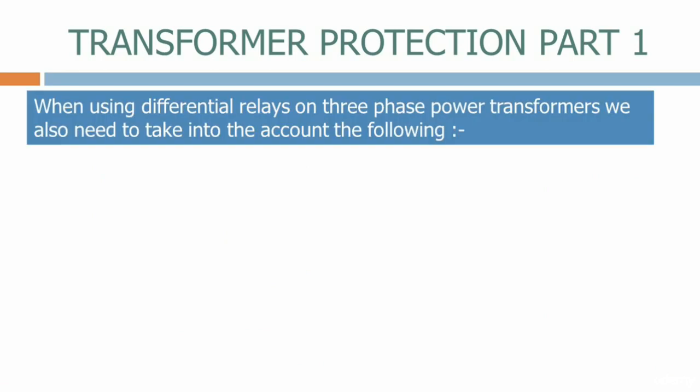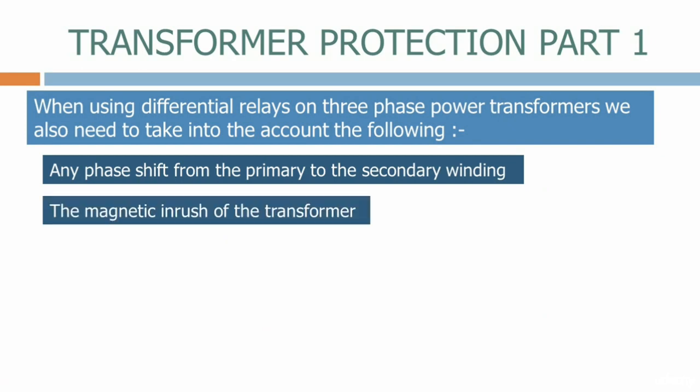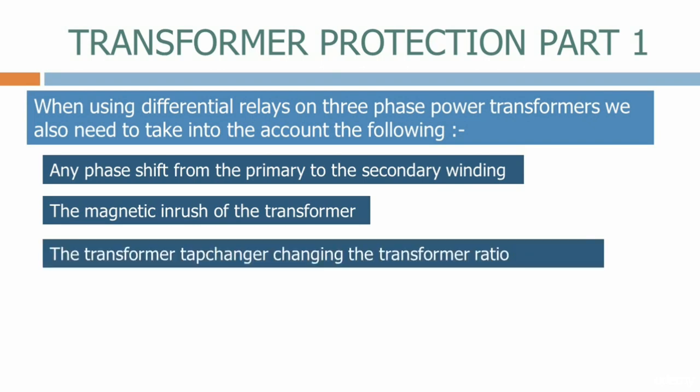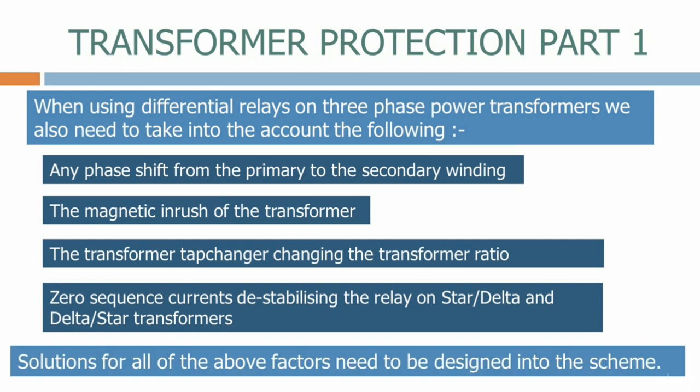When using differential relays on three-phase power transformers, we also need to take into account the following: any phase shift from the primary to the secondary winding, the magnetic inrush of the transformer, the transformer tap changer changing the transformer ratio, and zero sequence currents destabilizing the relay on star delta and delta star transformers. Solutions for all of the above factors need to be designed into the scheme.